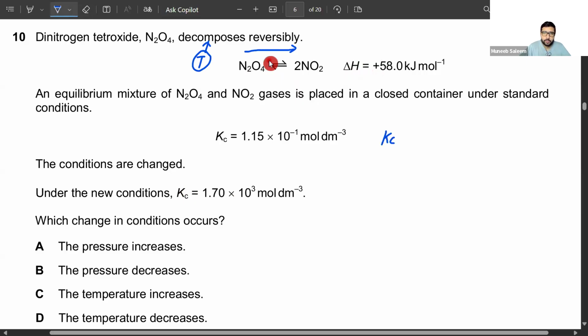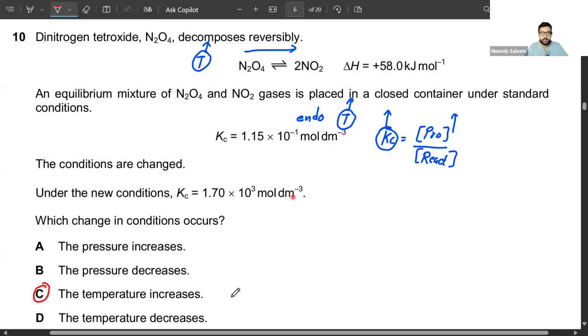How is that possible? Because we know the Kc expression is written as the concentration of the products divided by the concentration of the reactants, and in this case the product is NO2. The concentration of product increases in the endothermic reaction when we increase the temperature, and that will increase the value of the Kc. So that's why the correct answer is option C.